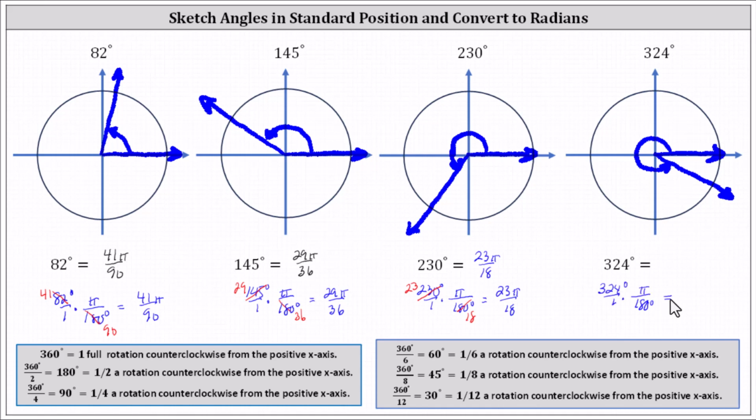This one's a little more challenging. The greatest common factor between 180 and 324 is 36. There are 5 36's in 180 and 9 36's in 324. 324 degrees is equal to 9 pi divided by 5 radians.